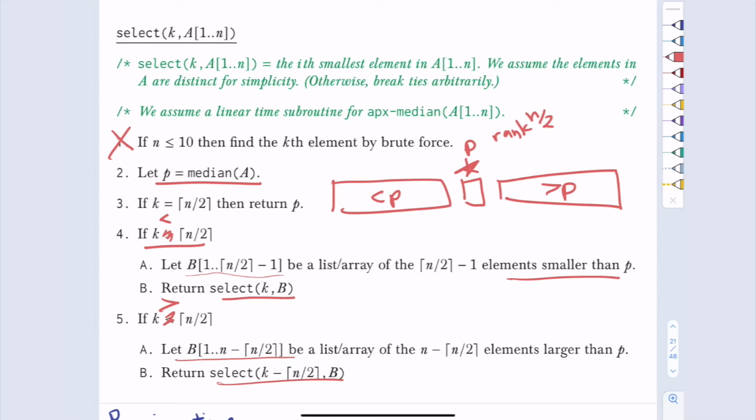The only thing to remember is that I'm omitting the first n over 2 elements. So if I was looking for element 100 and I've removed 50, I'm now looking for element 50 among the remaining. So I have to update the rank of the element I'm looking for. So that's why we have k minus n over 2.